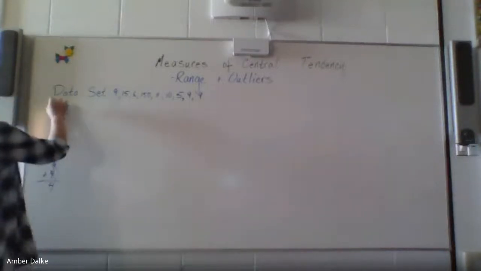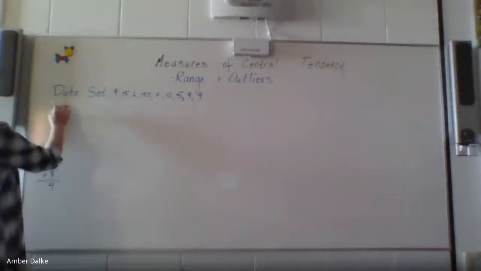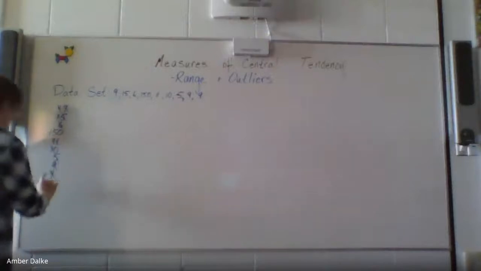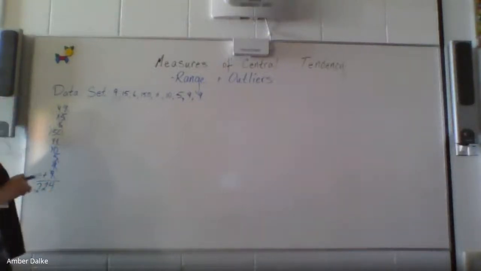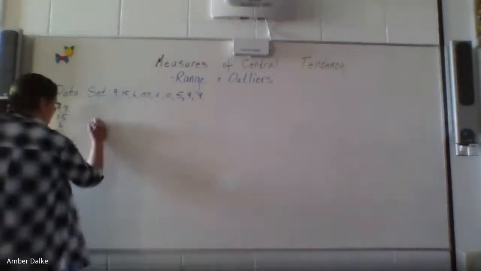So I write the 4, and then I carry the tens position up over here, and then I've got 4 plus 1 plus 5 is 10, 11, 12. So I write the 2, I carry the 1, and I end up with 224 as my sum for this one. And then I've got to divide, right?